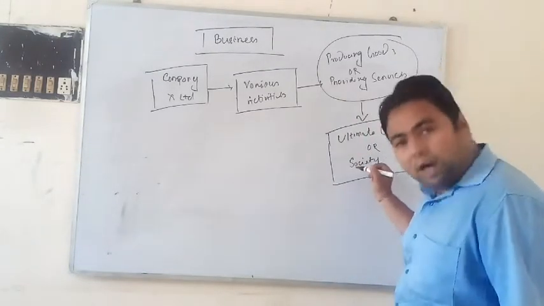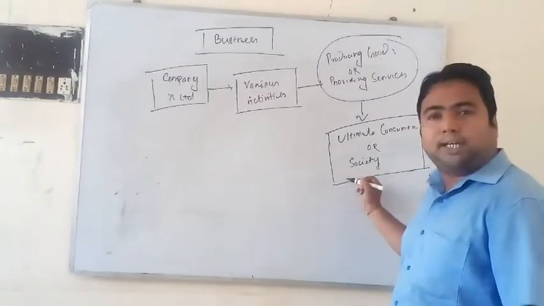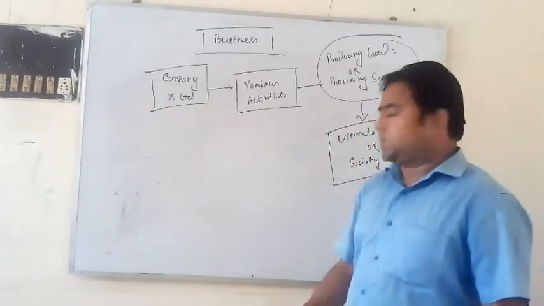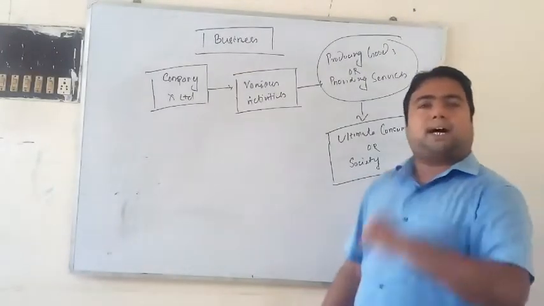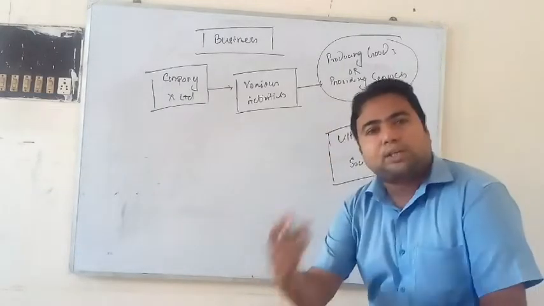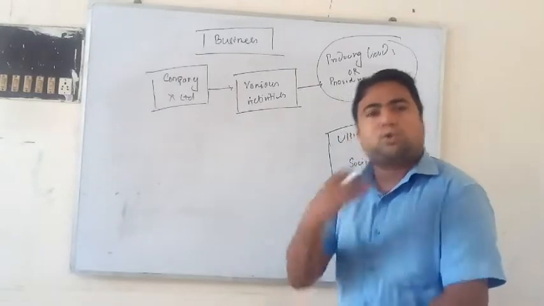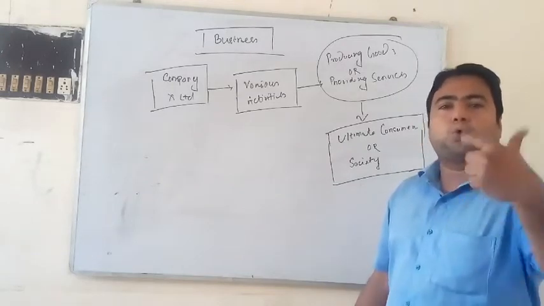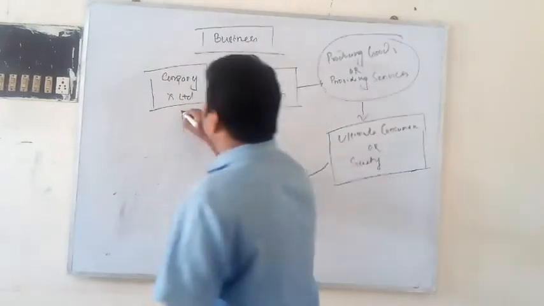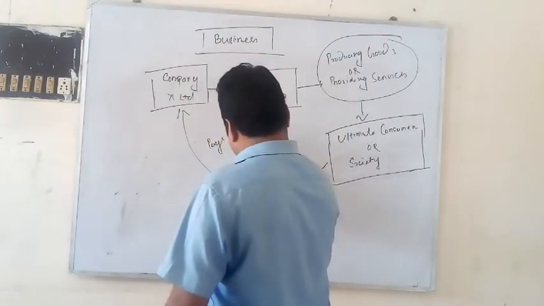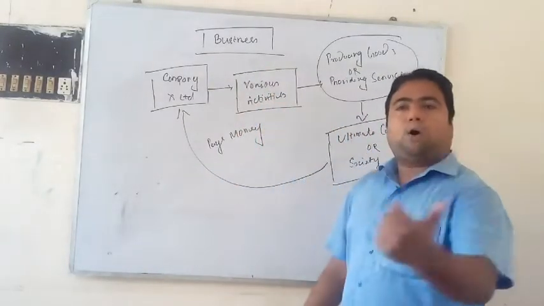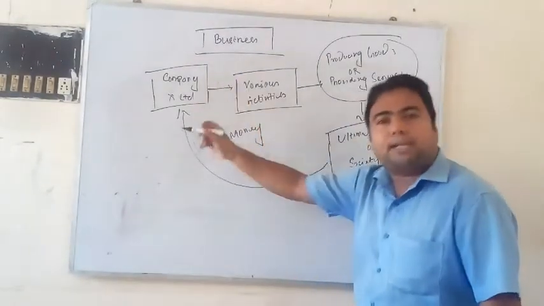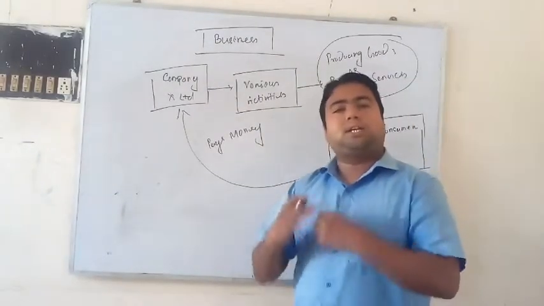the ultimate consumer. That we also can say the society, because in the society this is the ultimate consumer who will be able to receive the benefits from different sectors. Now, as the ultimate consumer is receiving the services or the goods, in return the ultimate consumer has to pay some money in exchange to the company. The ultimate consumer will directly pay money to the company for receiving the goods or the services.